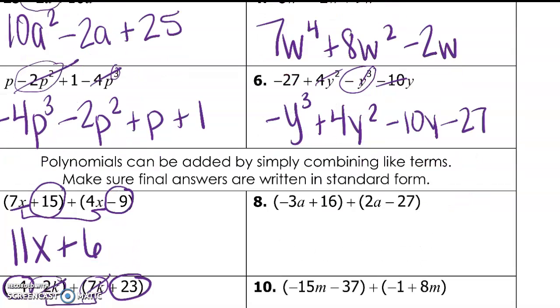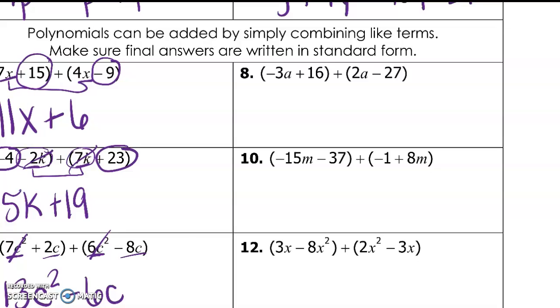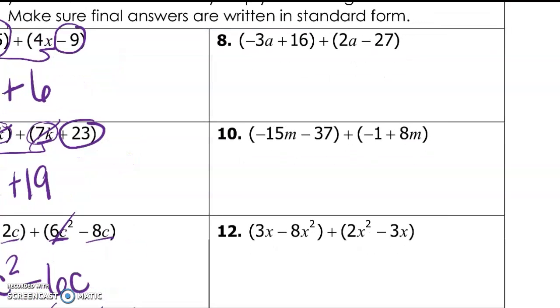Then we can combine our like terms. So we are adding. So the only reason there are parentheses is to separate the two different polynomials. When you're adding, you don't need to worry about those parentheses. You can just ignore them and put everything together. So negative 3a plus 2a would give me negative 1, so just a negative a. And then 16 minus 27 would give me negative 11. So negative a minus 11.